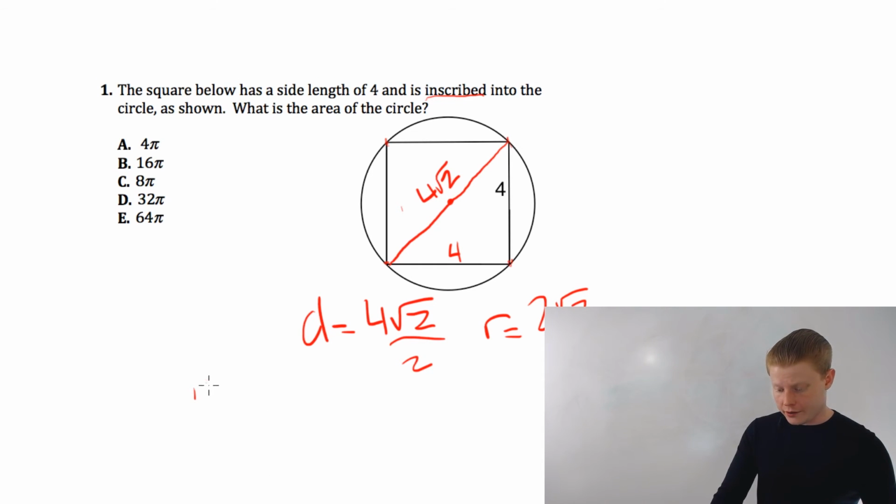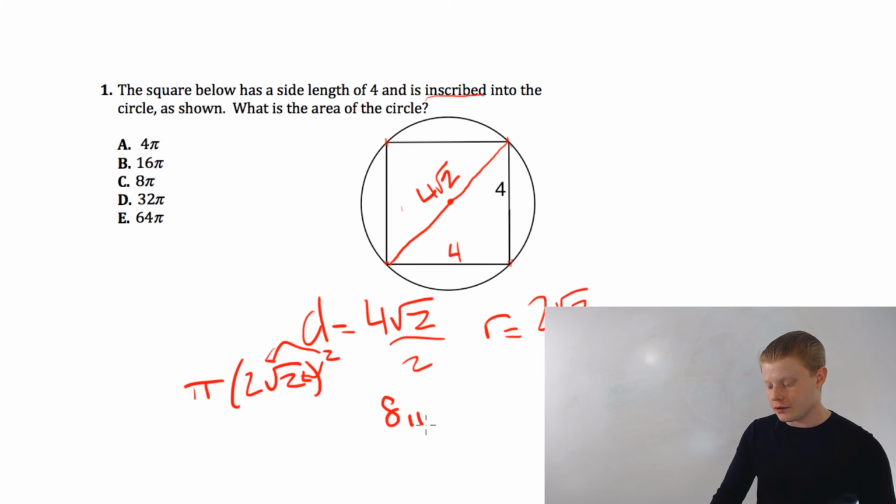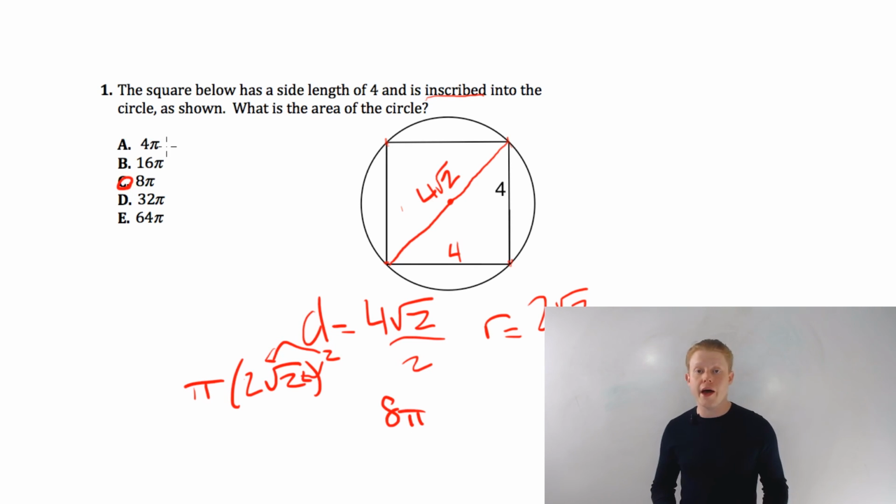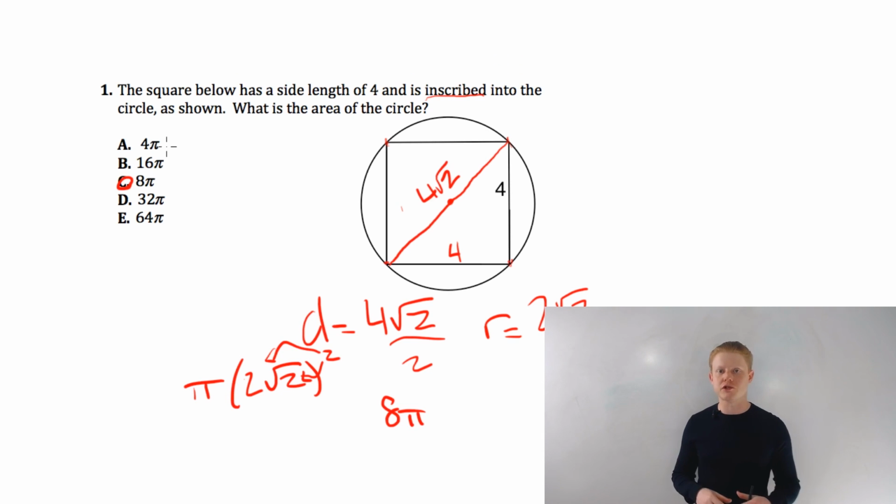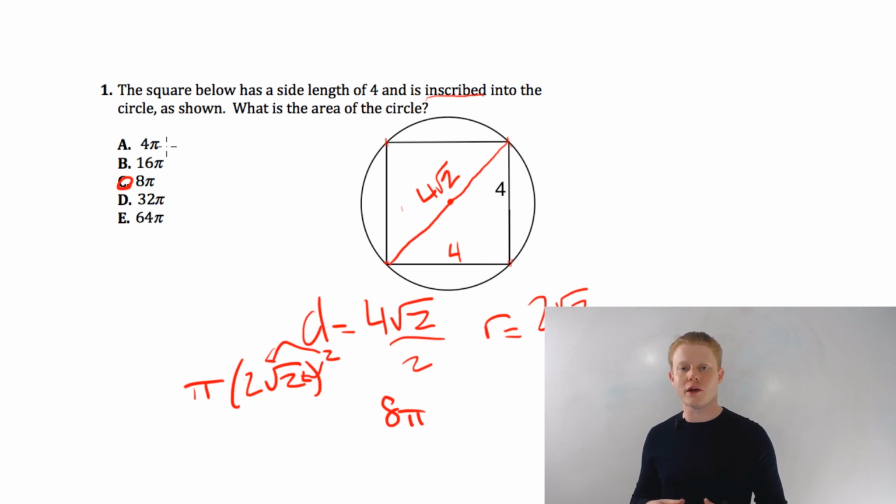So pi times 2 square root of 2, squared. Now you have to square both of these, right? 2 squared is 4. Square root of 2 squared is 2. 4 times 2 is 8. And our answer is 8 pi. Again, not bad. These combo shapes are a right triangle fest. Look for them, even when they don't seem to appear.